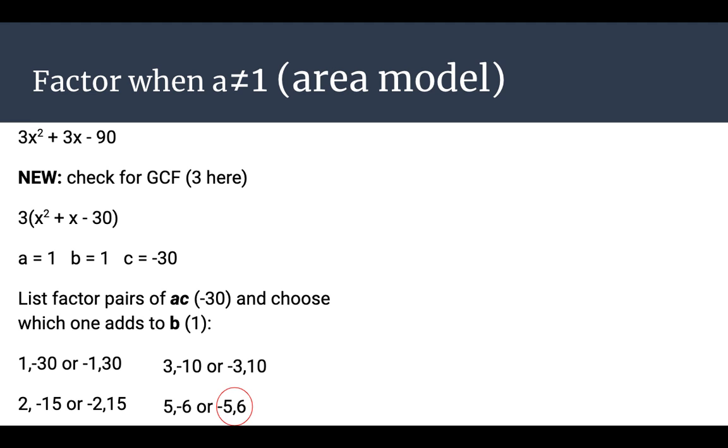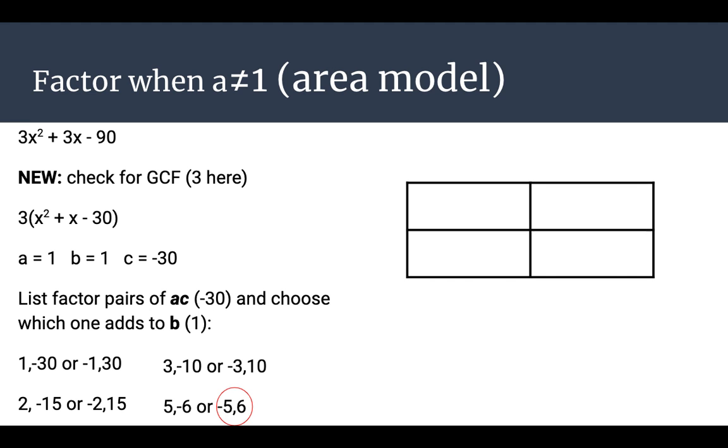So now that we have that, we can set up our area model. But remember, we're only using this guy here, not the first equation, but the second one that we are factoring. We'll take care of this 3 at the end. So put in our x squared, we put in our negative 30, and then we break up our 1x into negative 5x and 6x.